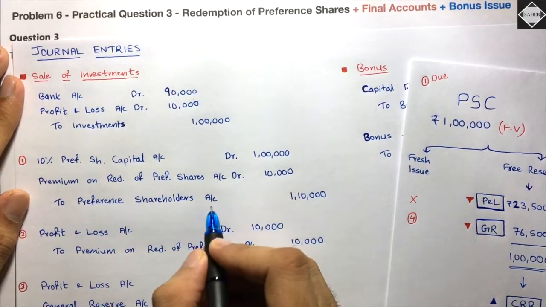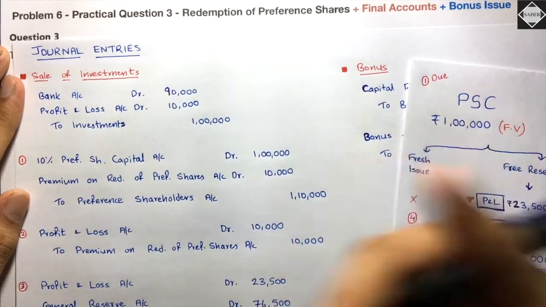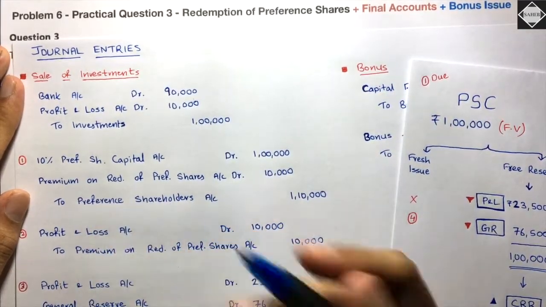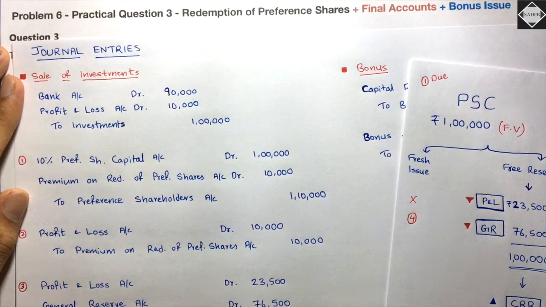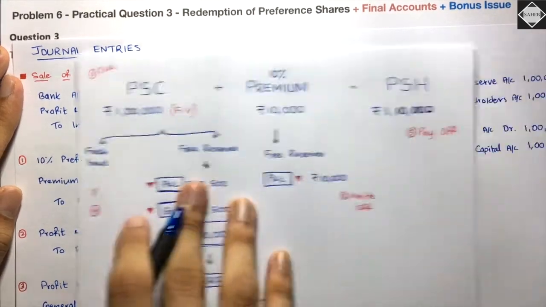And then to preference shareholders account credit. We have to pay money to preference shareholders. Okay, the liability is being increased, so we have to credit that. Clear? Easy. The second entry is what you have to do.